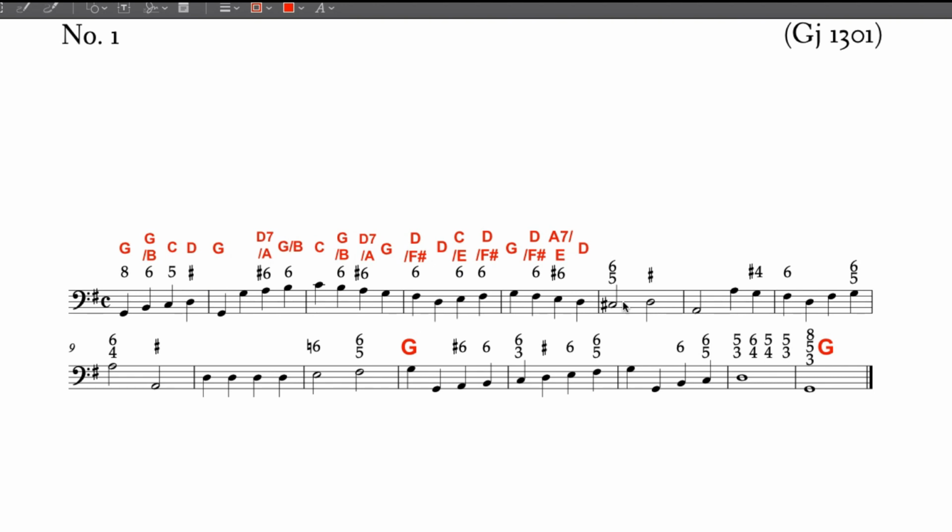So a C sharp 6/5 in this key will actually be a first inversion. Sorry, have I got this right? Yeah. It's like a first inversion dominant 7th. So it'll be this kind of thing. You find a lot of these sorts of things in, you know, composers like Giuliani.